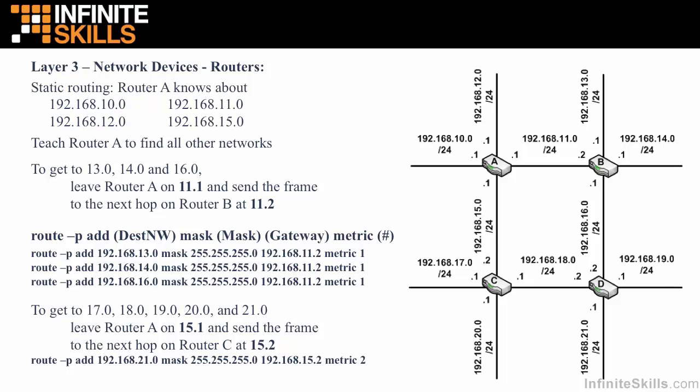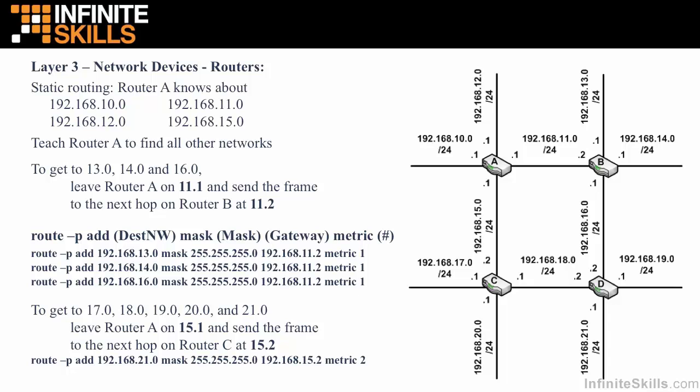Now this metric function also allows me to assign a cost to the route. As I maybe artificially inflate the metric, I'm saying this is not a preferred route. The routers will always send the packet through the route that has the lowest possible metric and will only roll to a higher metric path if that lower metric path is not available. So let's walk through the way this works.